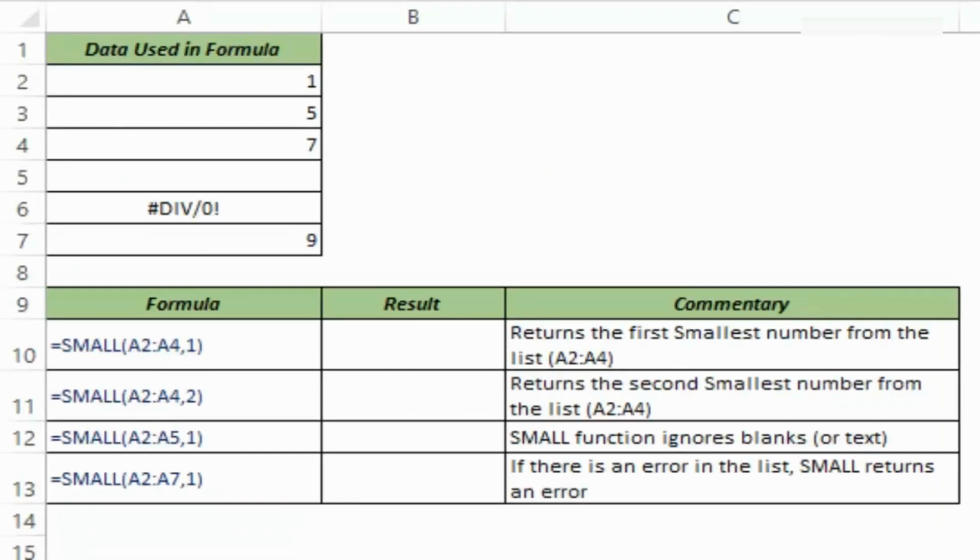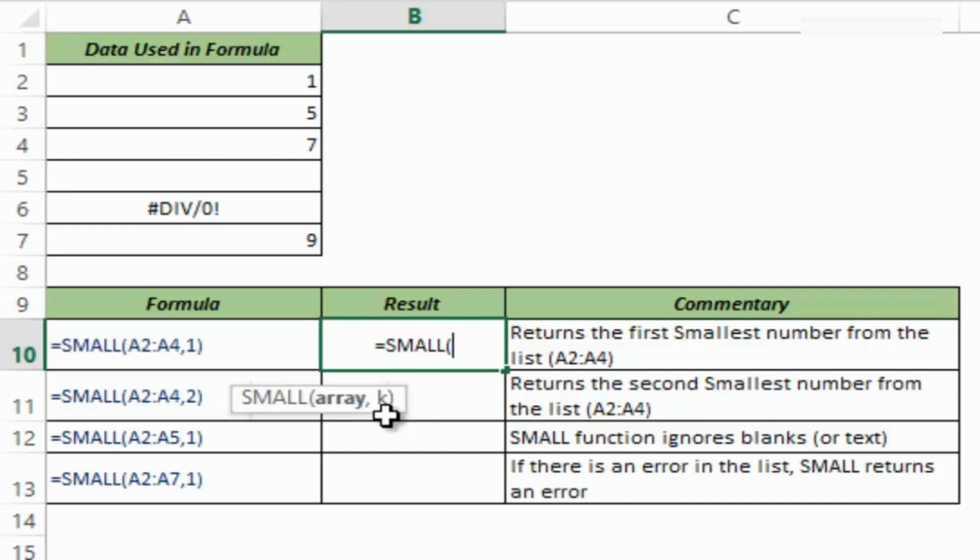The SMALL function returns the kth smallest value from a list of numbers. So you can specify whether you want the first smallest value, the second smallest value, the third smallest value, or any number. Let me show you how this works. I type small and hit Tab to autocomplete.